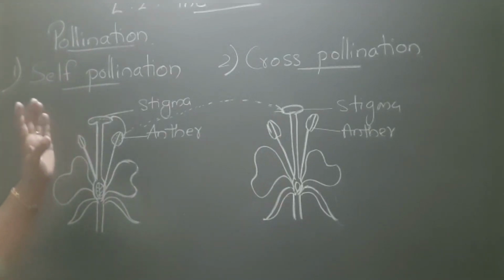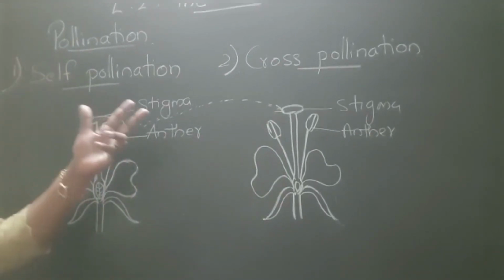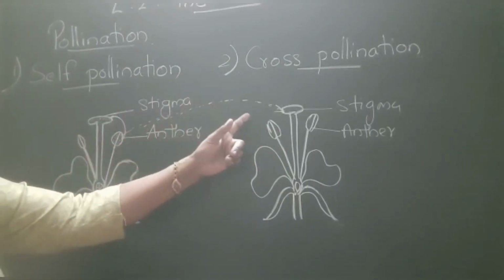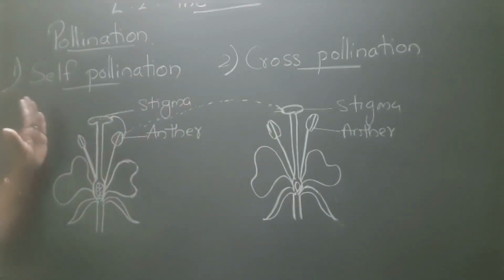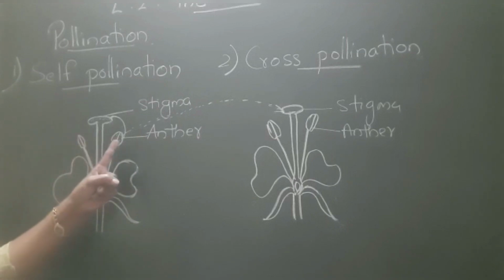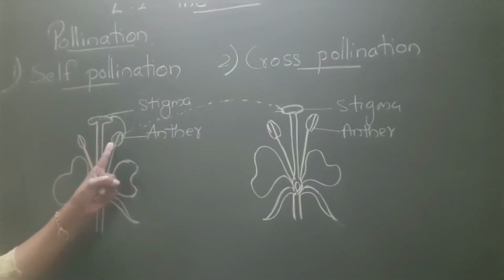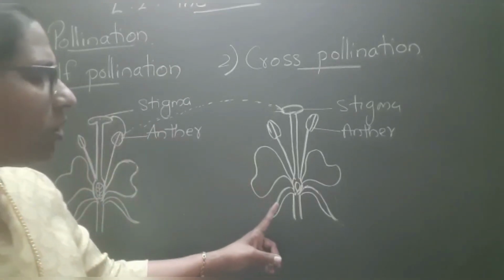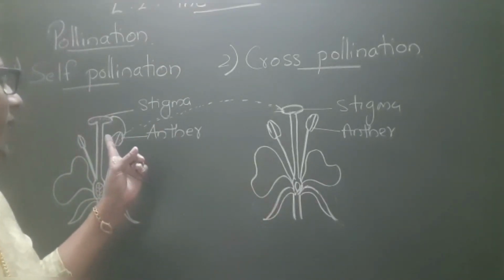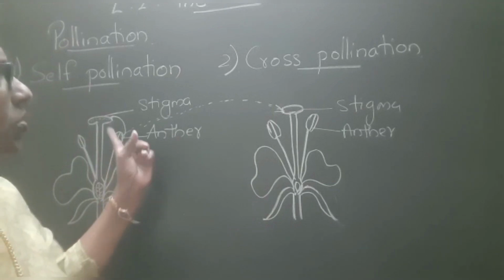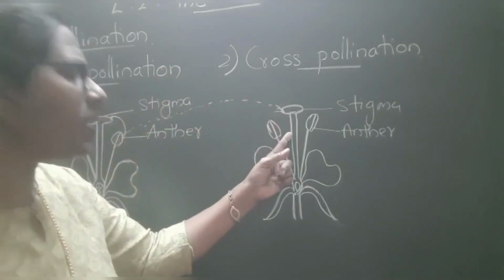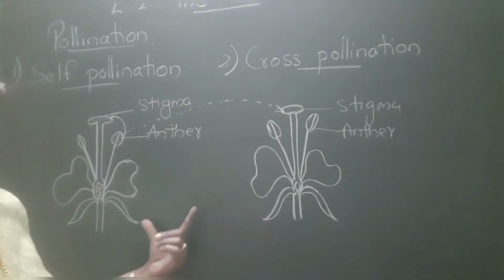Once again, pollination has two types, self-pollination and cross-pollination. In self-pollination, pollen grains are carried from the anther to the stigma of the same flower. Whereas in cross-pollination, pollen grains are carried from the anther to the stigma of a different flower of the same species.